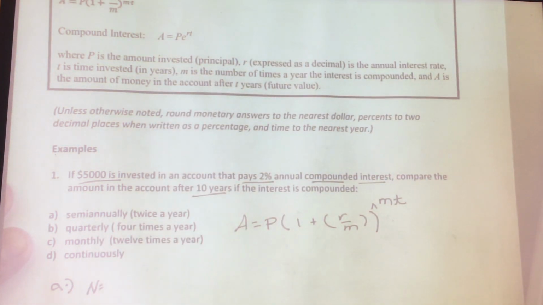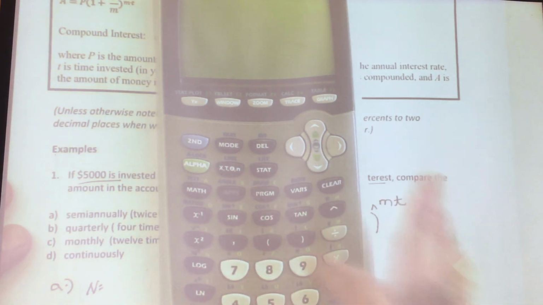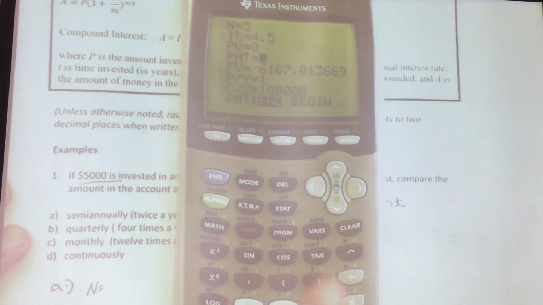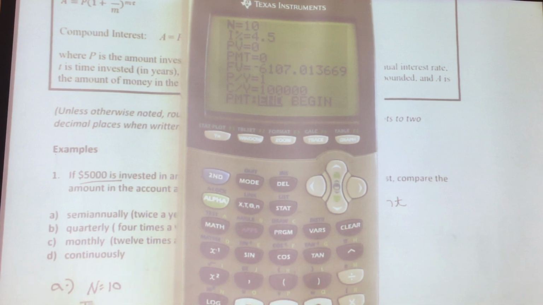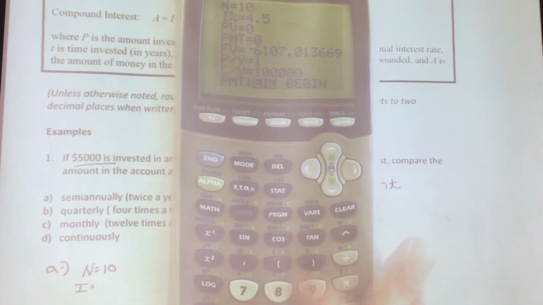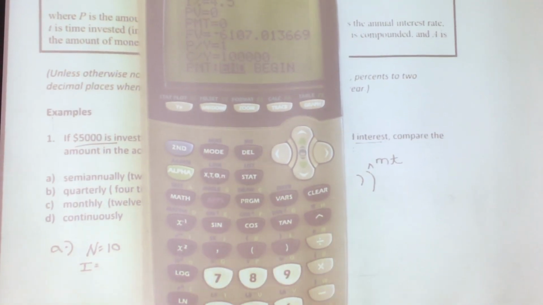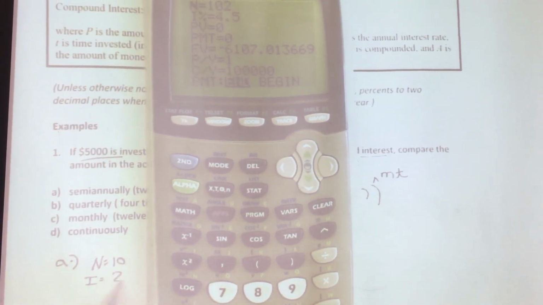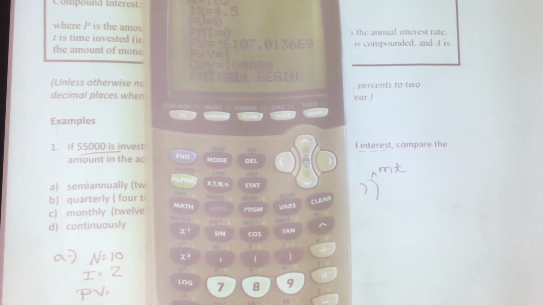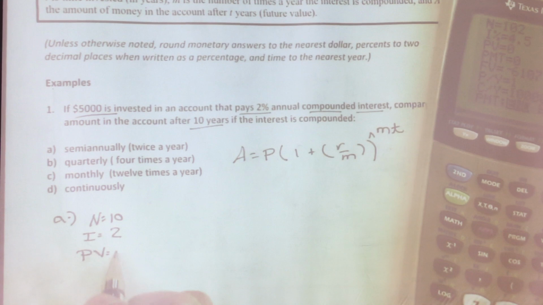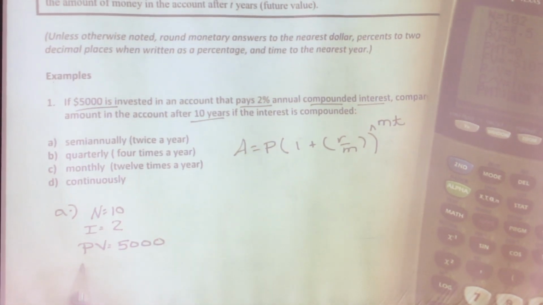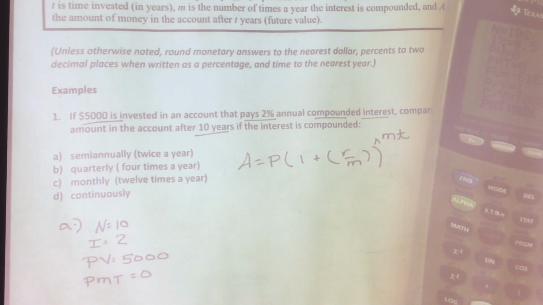To use the calculator, you're going to press apps, finance, TVM solver, and here are your letters. N is your time, so here your time is 10 years. I is your interest rate, and your interest rate is 2%, so you're going to enter 2 for I. PV is your present value, and your present value is 5,000. Your payment is 0. You have no payments involved.